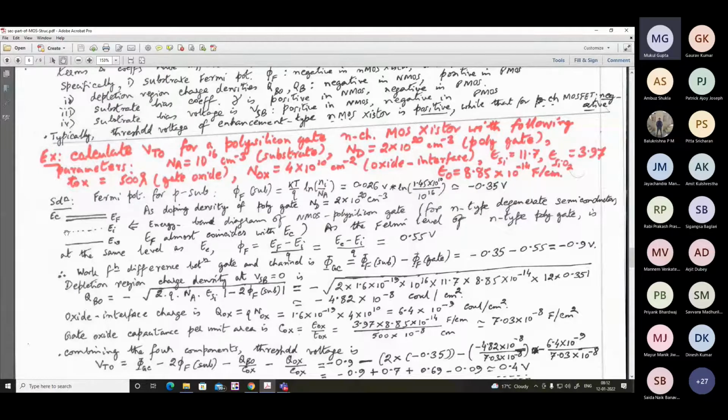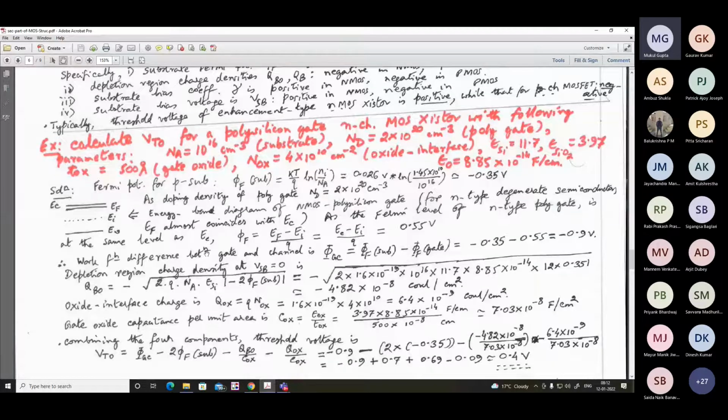So as far as the Fermi level of the N-type poly gate is concerned, EF and EC are almost coinciding. So that means phi F is the difference of EF and Ei. And for silicon, it is half of 1.1 electron volt, that means 0.55 electron volt. Okay. So the work function difference between gate and channel, we write as phi GC. That means it is the difference of the electrostatic Fermi potential of the substrate and that of the gate. For the substrate, we have calculated it to be minus 0.35, minus 0.55, so minus 0.9.